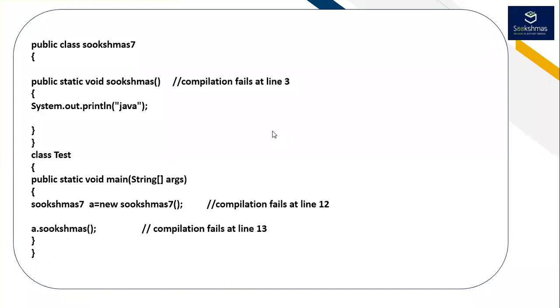It's fine, guys. Just see this code. Public class Sukshma7, we have a public static void Sukshma method, and I'm trying to print Java. We have one more class Test with public static void main, and I created an object for the class Sukshma7, a is equal to new Sukshma7, and with the help of the reference I'm calling. Does it work or not? I think Java will be printed, sir. Java will be printed, no error, nothing.